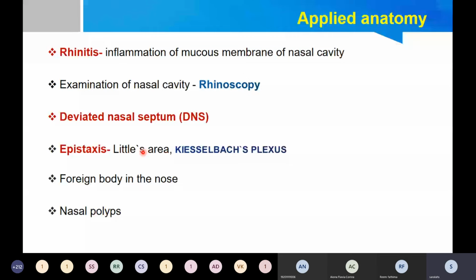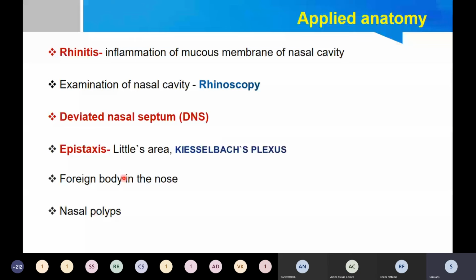And what is Little's area? You should be able to explain. That is the antero-inferior part of the nasal septum. And why is this called the area which is prone to epistaxis? Because there is Kesselbach's plexus. You should be able to describe the arteries which take part in Kesselbach's plexus.